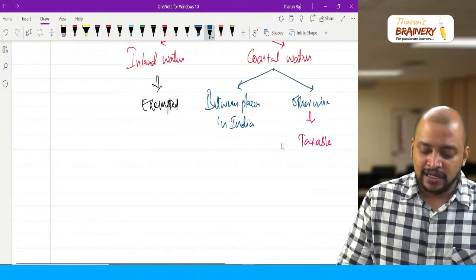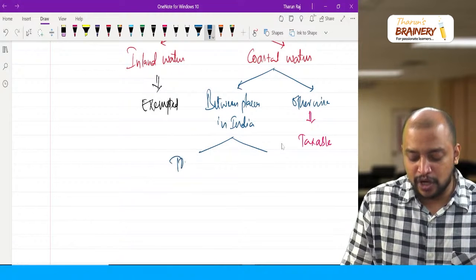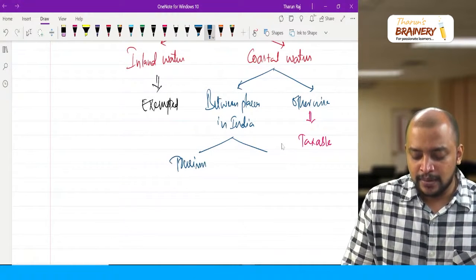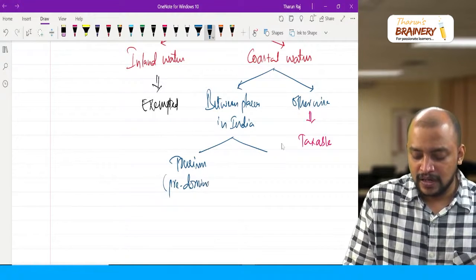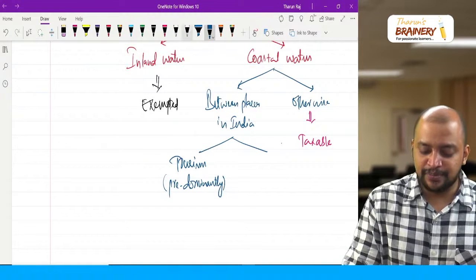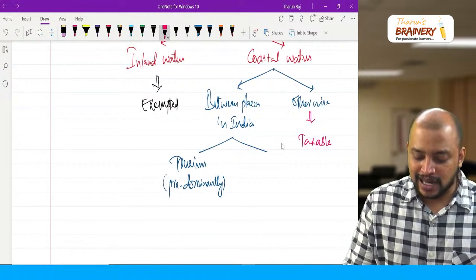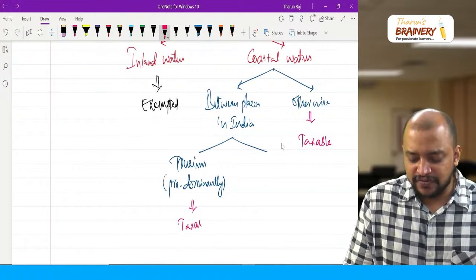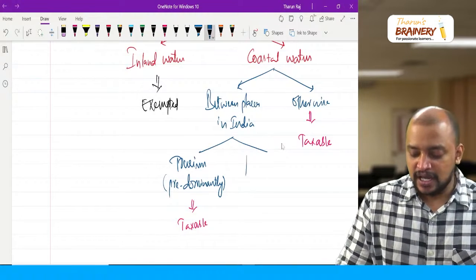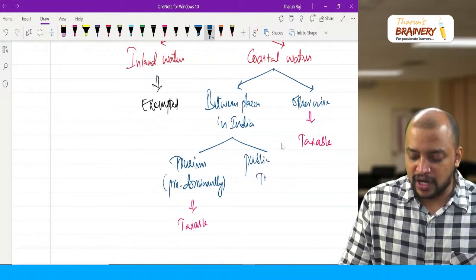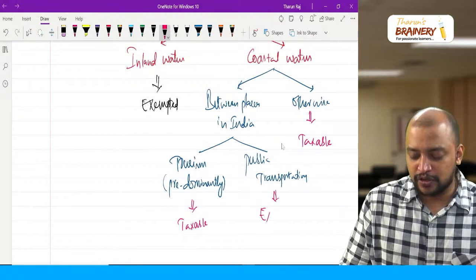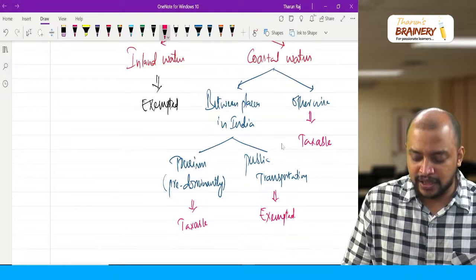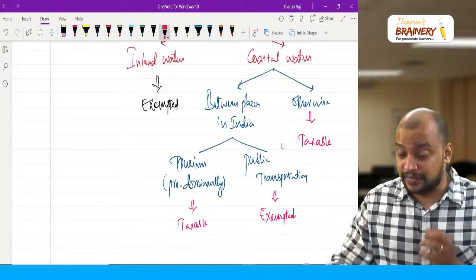That is, tourism purpose predominantly. If it is predominantly for tourism purpose, then it will again be taxable. If it is for public transportation, then it will come under exemption. If it is for public transportation, then it will be exempted. So this is the chart that we need to understand here.